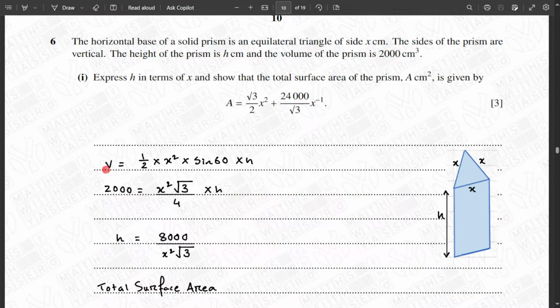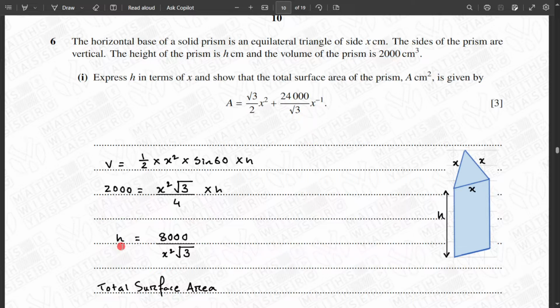We know the volume, which is already provided in the question, and that is 2000. So 2000 is equal to x square, and sine 60 is root 3 over 2. So root 3 over 2 times half will give you root 3 over 4 and times h.